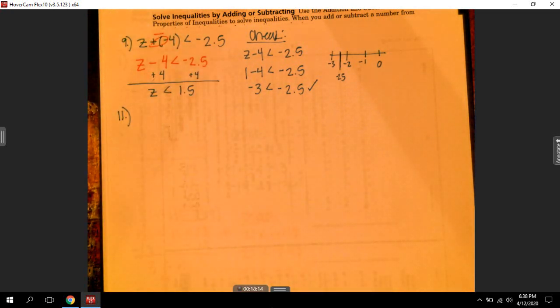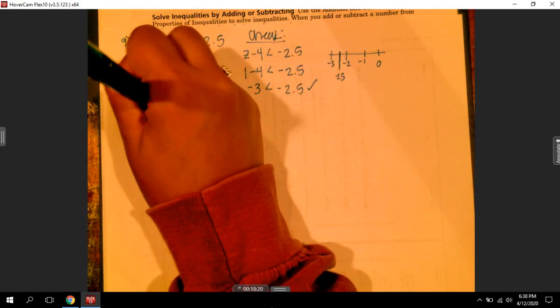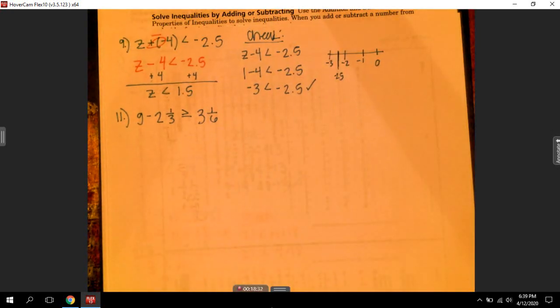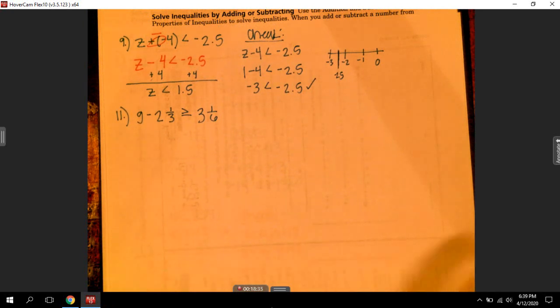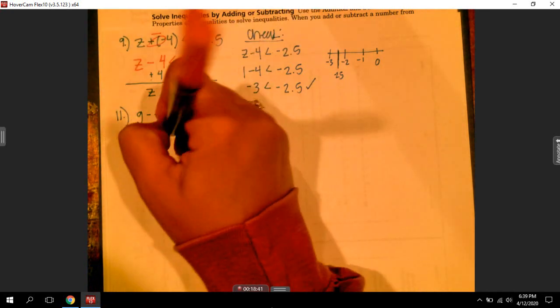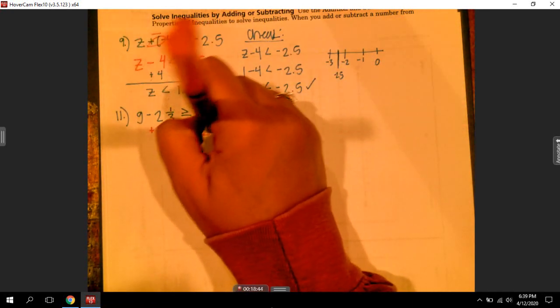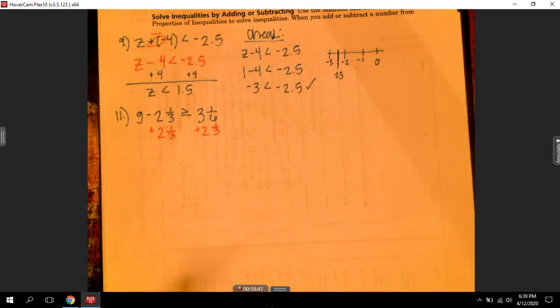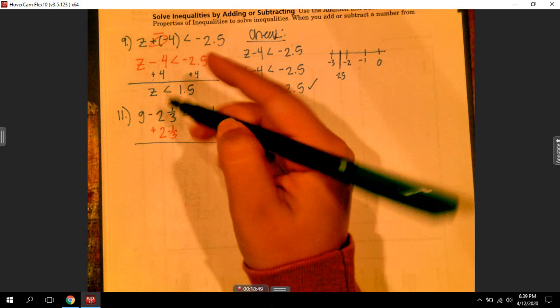All right, number 11. Got some fractions here. I know y'all love that. So we got g minus 2 1/3 is, now we've got some less than or equal to's, or this is actually greater than or equal to 3 1/6. Okay. All right, so I'm solving for g. So this is a negative, so that means you're going to be adding positive 2 1/3 to both sides. So I know on the left-hand side over here I'm going to be left with g. So I've got g is greater than or equal to.